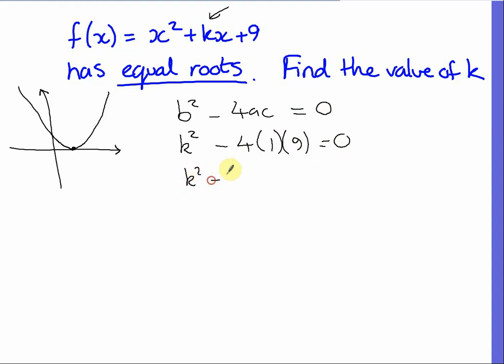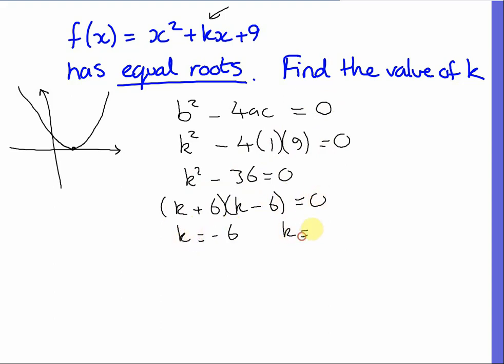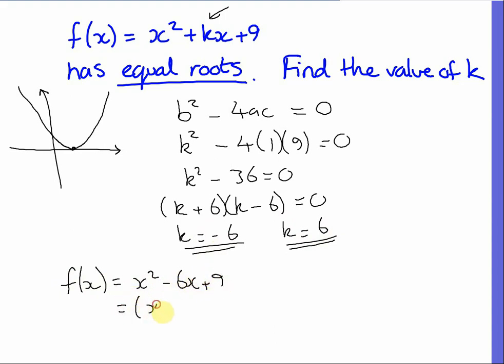We end up with k squared minus 36 equals 0. You could pop it on the other side, but for now, it's a good habit to always factorize. So we have k to be minus 6, and we have k to be 6. Now, a lot of people get confused here because they've got two different answers, and they think, well, surely I should only have one. What this is meaning is this function of x could be x squared minus 6x plus 9. And if you were to try and solve this, you could see that the only solution you would get is 3.